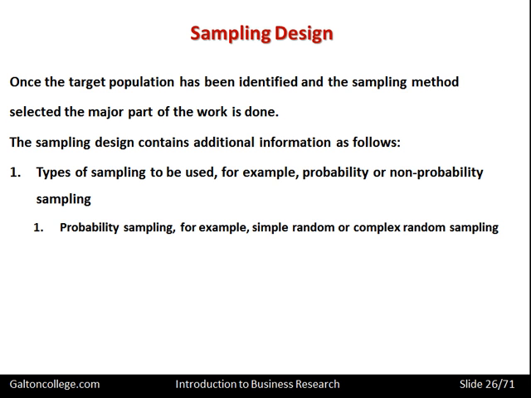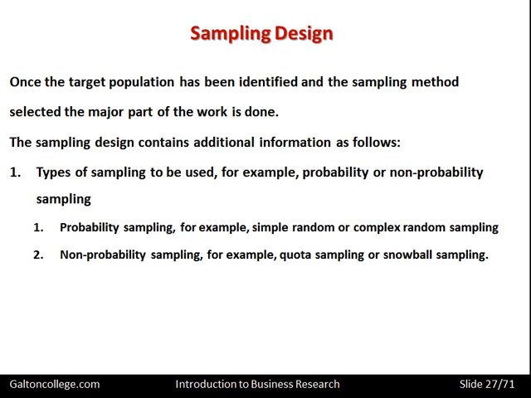Probability sampling, for example, random or complex random sampling. Random sampling means that every person selected has an equal probability of being selected. Standing on the street doesn't give everybody the same chance of being selected. Only certain people will be selected according to the bias of the interviewer. So random sampling is probably the best to reduce bias. Non-probability sampling, for example quota sampling or snowball sampling, will be dealt with in separate videos.